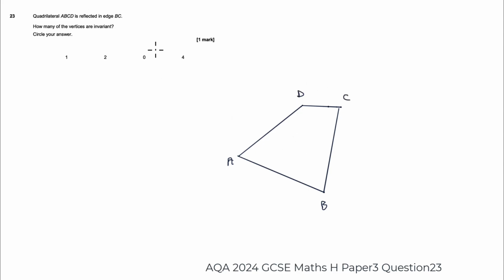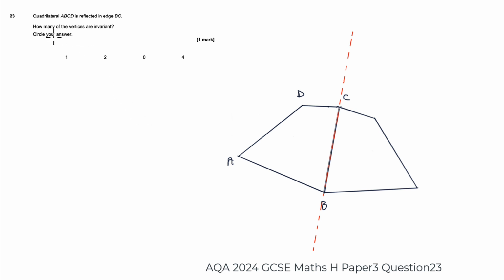And they're saying this is reflected in edge BC. So this edge, the last edge that we drew, is the mirror line. Let's do a dotted line down there. So along that dotted line, we're going to put a mirror, and we have to reflect this quadrilateral ABCD in that mirror. So let's do that. So here's the image of that quadrilateral reflected in the edge BC.